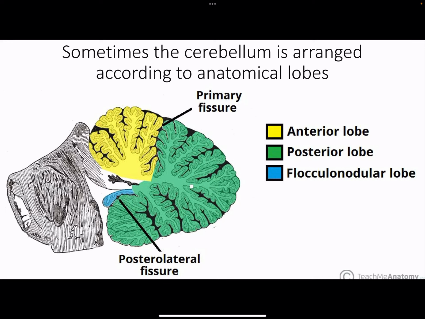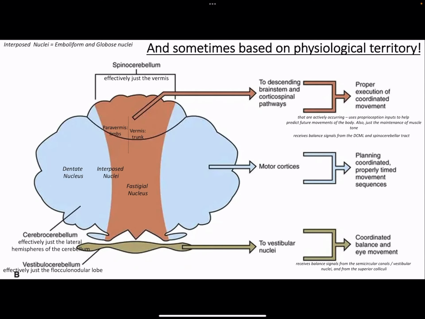So we've mentioned this as the anterior, as the posterior, the big one, and the flocculonodular lobe. We kind of have a vermis in the midline and the tonsils in the midline of the posterior section. But another maybe more common way is to think of this as the spinocerebellum, which is really just the vermis for the most part, the vestibulocerebellum, which is really just the flocculonodular lobe, and the cerebrocerebellum, which is really just the lateral parts of the cerebellum. And that would include here what we're seeing with the posterior lobe, the large one, and a little bit the anterior lobe as well.